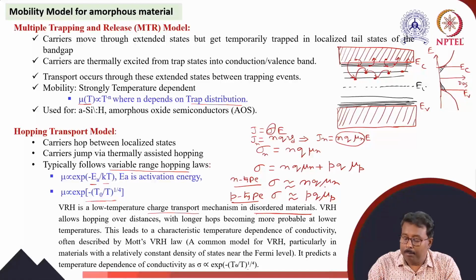Almost equal to, because in n-type material you should actually consider the mobility of the electron as the majority carrier and the mobility of the hole as the minority carrier. So both terms should be present, but this is the dominating term. So this conductivity, which is related to the mobility, is proportional to exponential minus T0 by T. T0 is some constant value, and T is the temperature. So this is the mechanism of the hopping transport model.